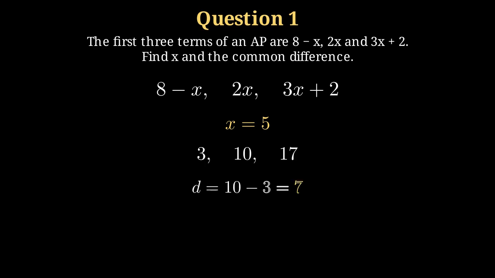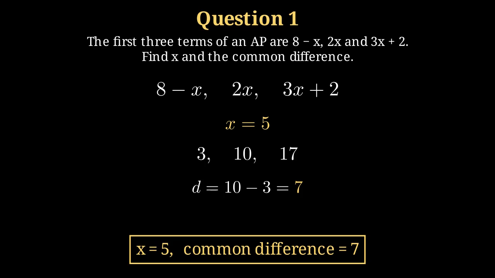The common difference is simply the second term minus the first. 10 minus 3 is 7. And you can check. 17 minus 10 is also 7. Lovely. So our answer is x equals 5, and the common difference is 7.